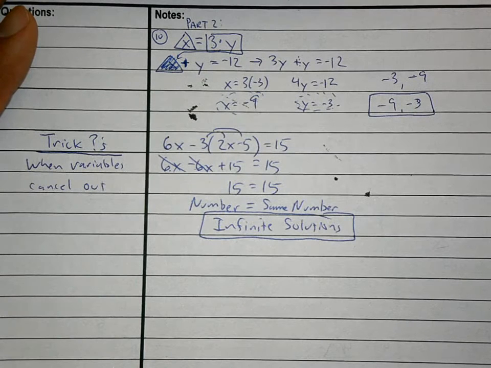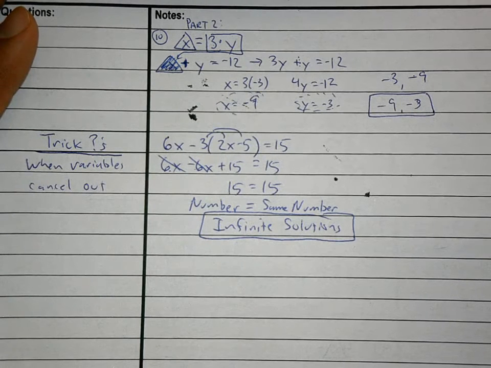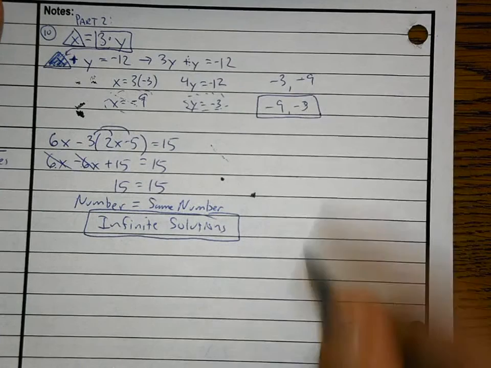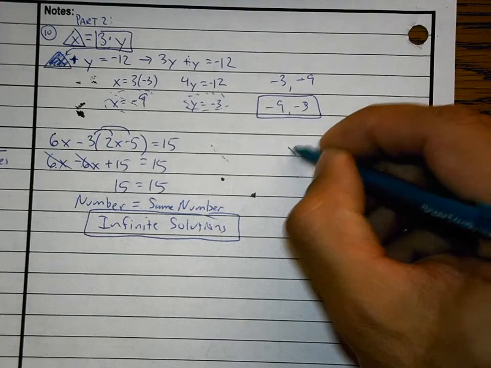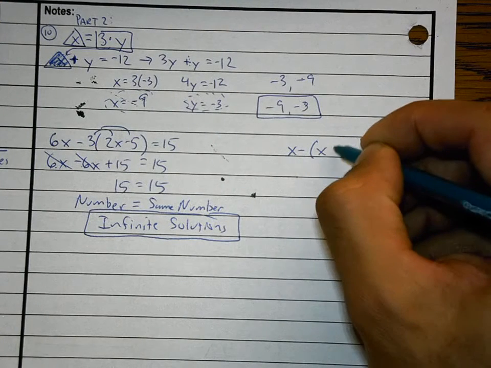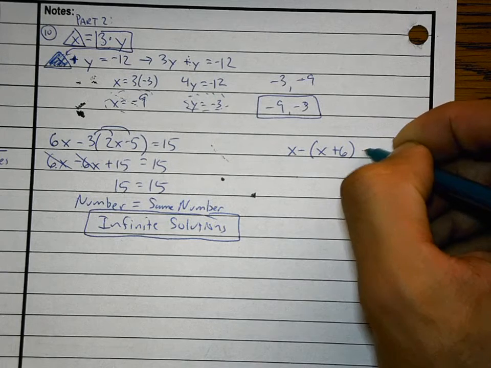That was a part of your problem that you are going to do. I'm not going to tell you which number it is, but I can tell you that there are 2 infinite solutions on the back side of your worksheet. Let's do one other one. What happens if this happens? x minus parenthesis x plus 6 equals 6.